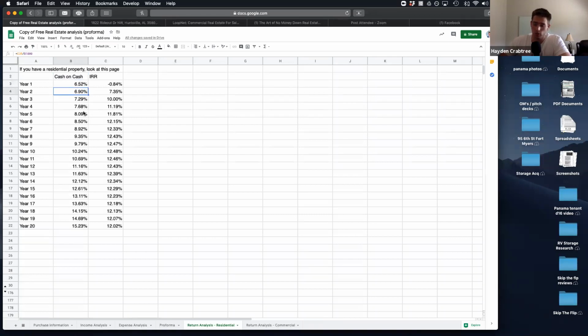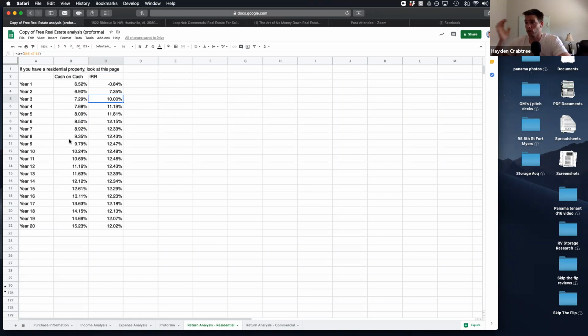In year two, 6.9, and that's slowly going to creep up as rental rates go up. And you can see here on the IRR side that it's until year three that we make a 10% IRR. So in my opinion, this property at $70,000 isn't necessarily a good cash on cash or a good IRR play. 7% is okay, but I would look higher, maybe towards 15% for cash on cash.